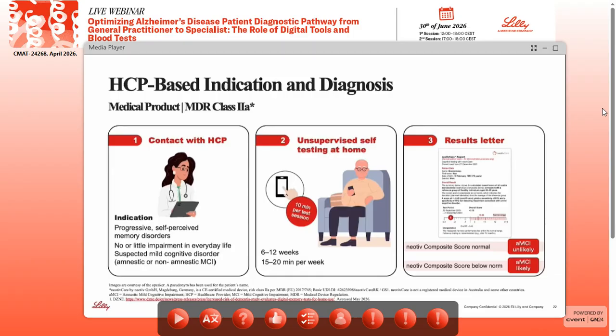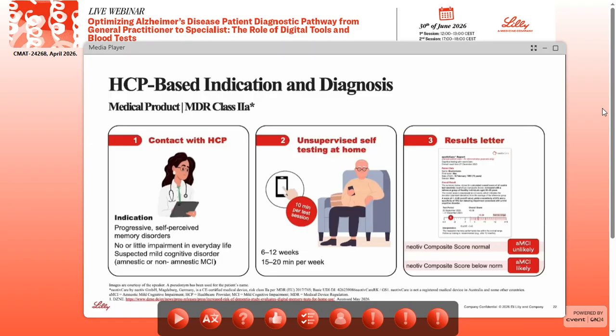The way the Neotive Care app is implemented is that patients do 1 test per week. It takes roughly 15 to 20 minutes per week over a period of 6 to 12 weeks. So each of the 3 tests is repeated at least 2 to 4 times. And this is for the patients quite relaxing. There is some redundancy in the number of tests.